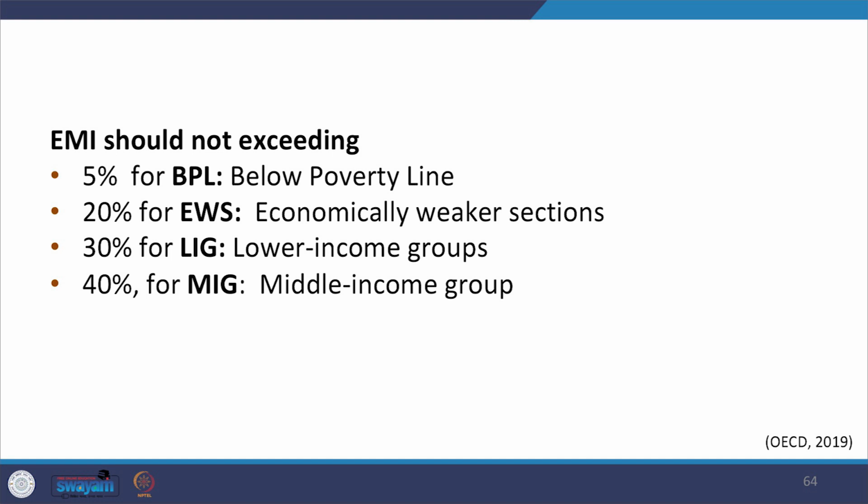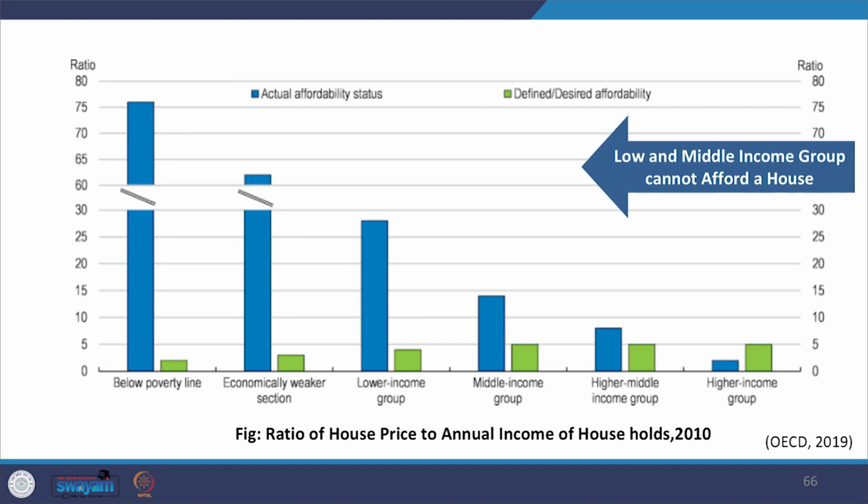EMI also should not exceed 5% of the household gross monthly income for below poverty line, 20% for economically weaker section, 30% for lower income groups, 40% for middle income groups. In the figure, we can see a huge gap between actual affordability status shown in the blue and desired affordability indicated in the green color, particularly in the below poverty segment, economically weaker section and the middle income group.